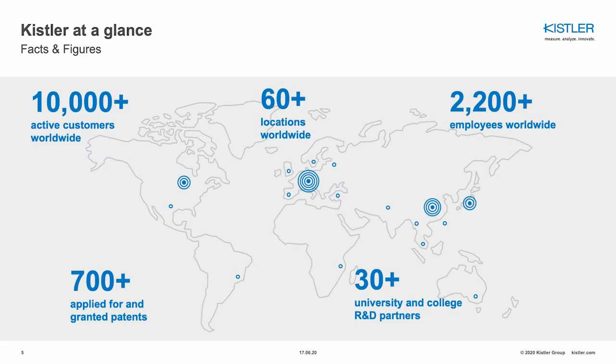Kistler Group is a global company with more than 2,200 employees worldwide and over 60 locations. We are offering dynamic measurement systems and solutions for more than 60 applications in almost all industries. Weight enforcement or traffic data collection are just a few out of the Kistler portfolio.